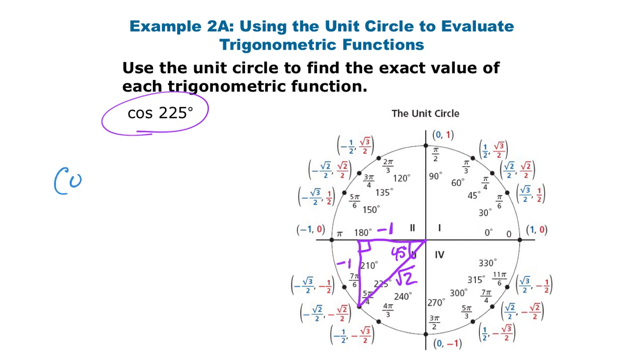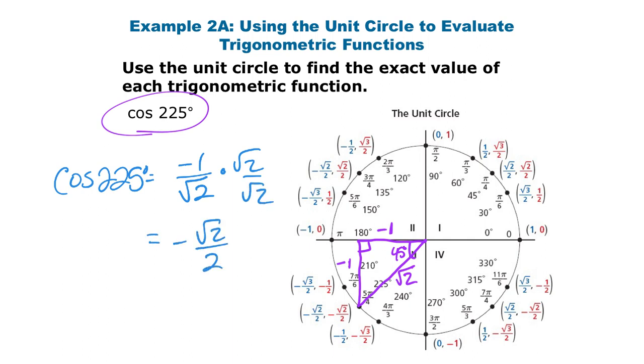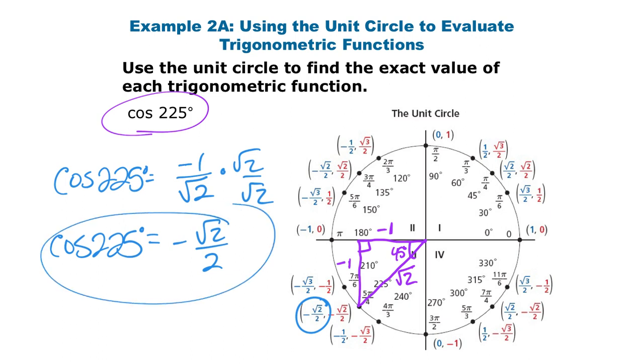So now we're ready to find the cosine of 225 degrees. I'm looking at the adjacent side, which is -1, over the hypotenuse, which is the square root of 2. We have to rationalize that denominator, and so I end up with negative square root of 2 over 2. And we notice on our unit circle that the cosine, the x value of that point, is negative square root of 2 over 2.